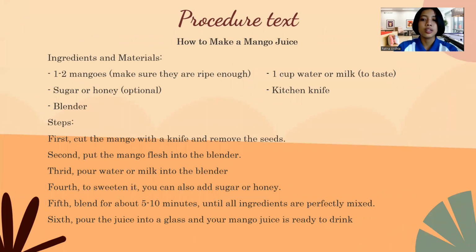Now, we move to the example of procedure text. Here is the procedure text about how to make a mango juice. All right, we can see the ingredients and materials and also the steps.